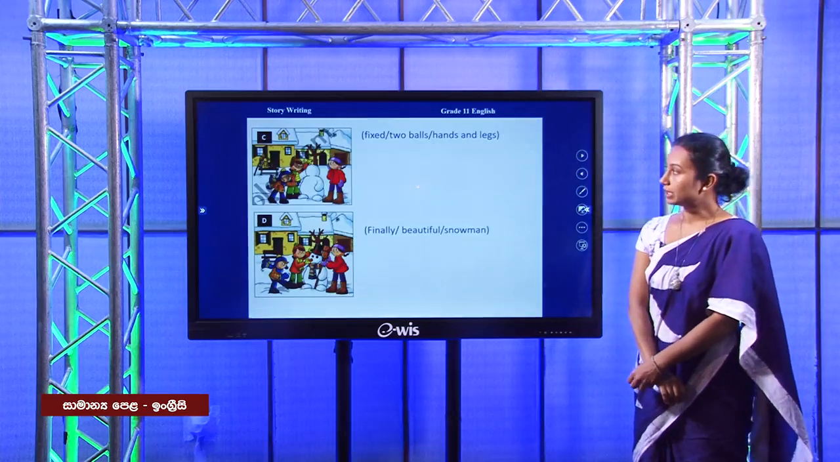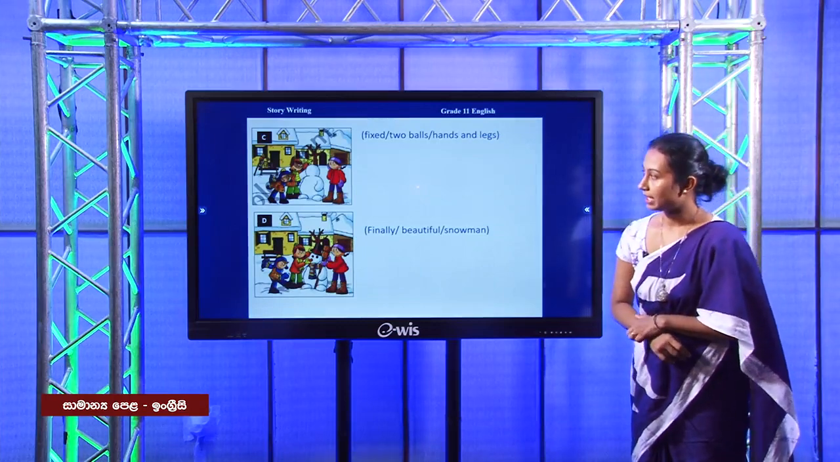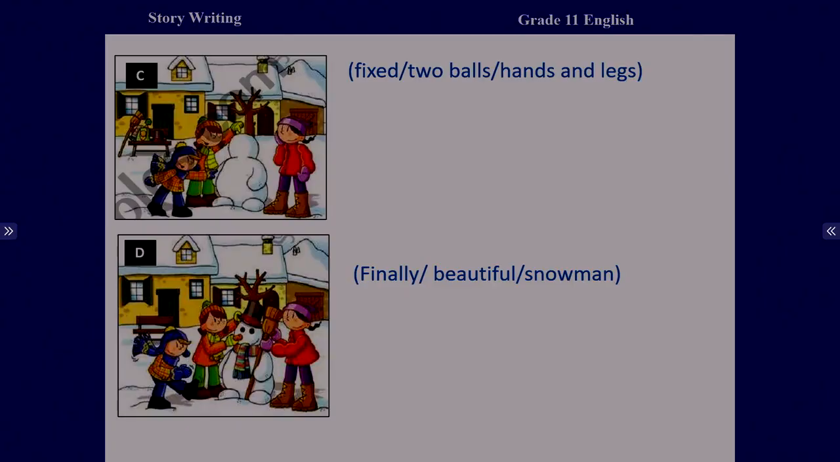So this is the third picture. What can you see here? They have fixed the 2 balls and they have made 2 hands and 2 legs also. And in the fourth picture, you can see they have completed making the snowman. Let's write the sentences using the words and the phrases given. Children, now you can see the sentences.